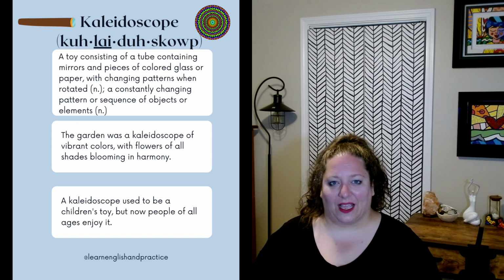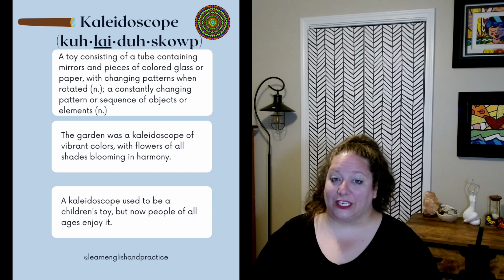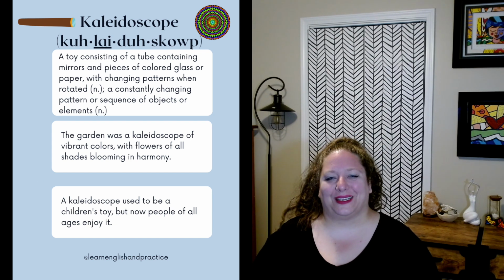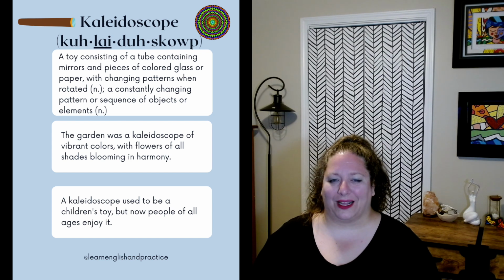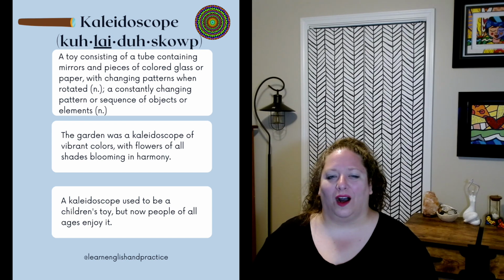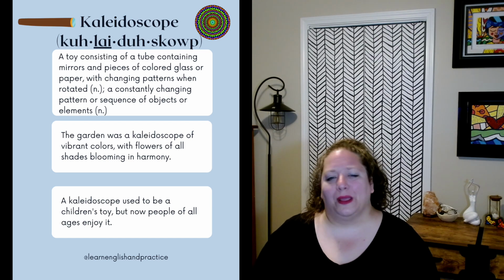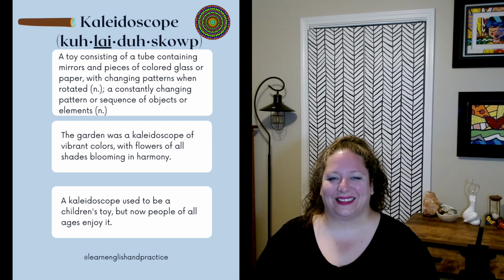So it's almost taking the concept of the changing patterns from this toy and applying it to the world around us. Examples here are, the garden was a kaleidoscope of vibrant colors, with flowers of all shades blooming in harmony. A kaleidoscope used to be a children's toy, but now people of all ages enjoy it.